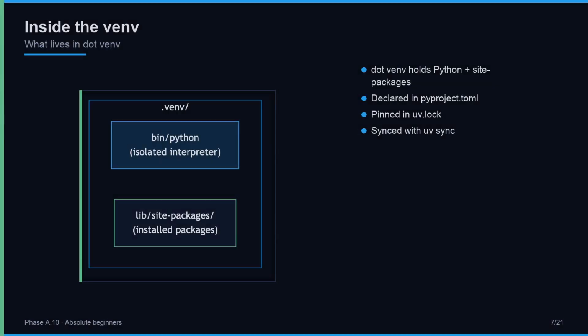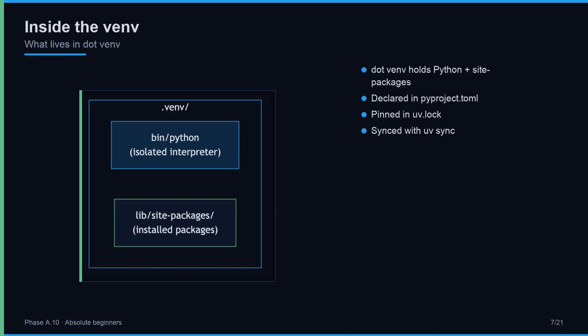The .venv folder holds a copy, or a link, to the Python interpreter, plus a folder called site-packages where every dependency is installed. When you run uv add requests, it lands in site-packages inside .venv, nowhere else. Your pyproject.toml declares what you want. uv.lock pins exact versions. The .venv is the result, a real, isolated environment that matches the lock file. Change the lock file, sync, and the venv updates.